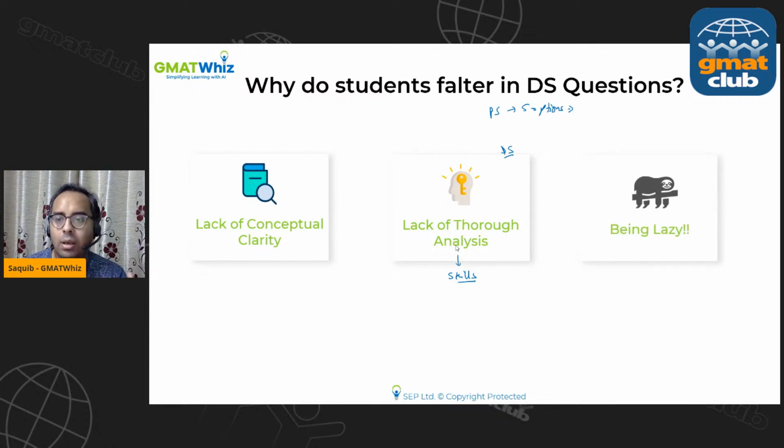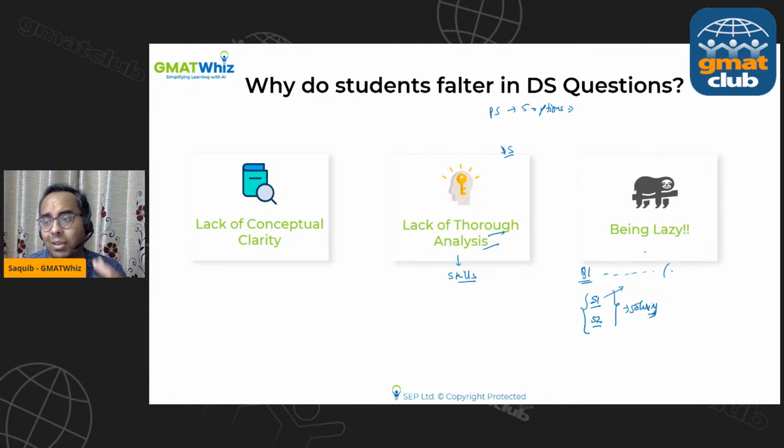I'll elaborate on it. The third reason is, in my opinion, I've seen a number of students doing this thing that they read the question stem, whatever is given, and without doing any analysis, which is a lack of thorough analysis, they simply move on to the statements. Okay, and then even without solving the statements, they try to look at what kind of answers you can get, or whether you can get the answer or not, the kind of guess, okay, statement one looks like it is not sufficient.